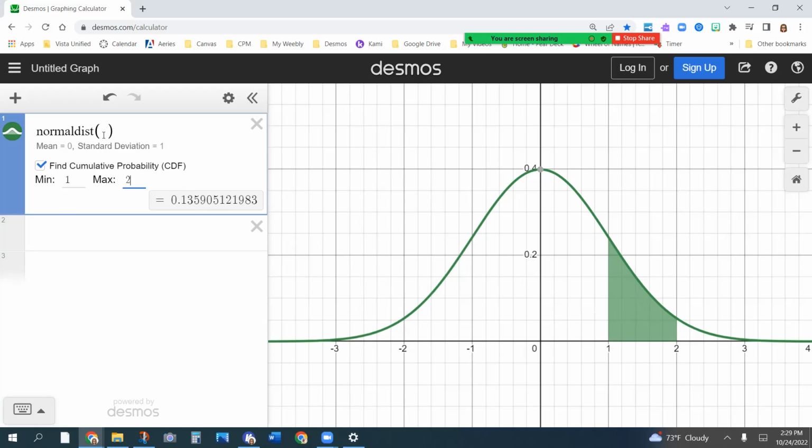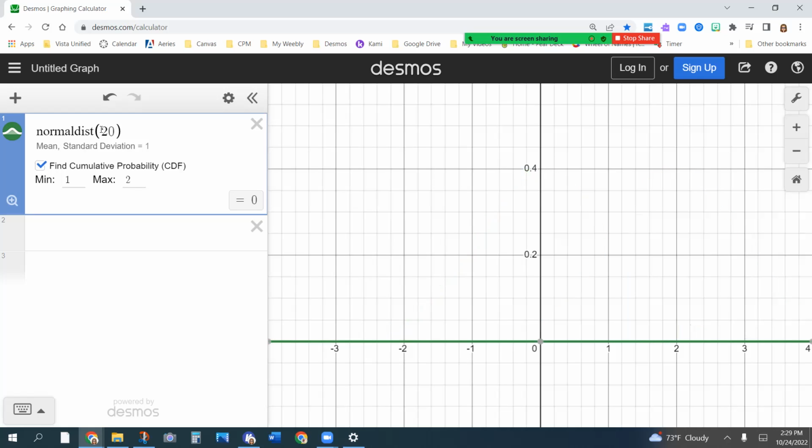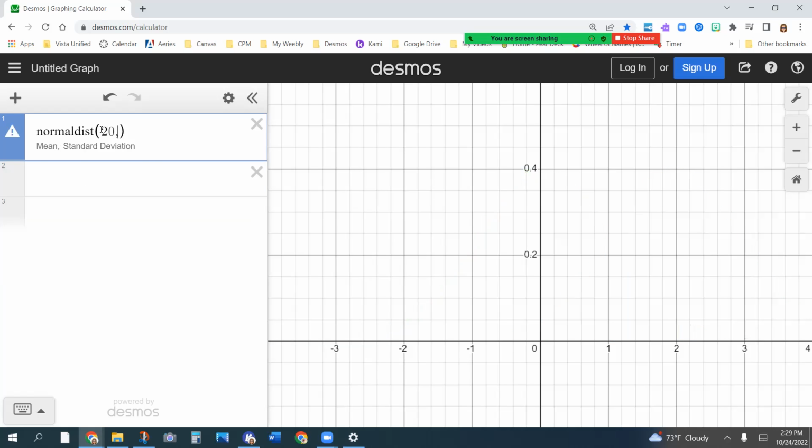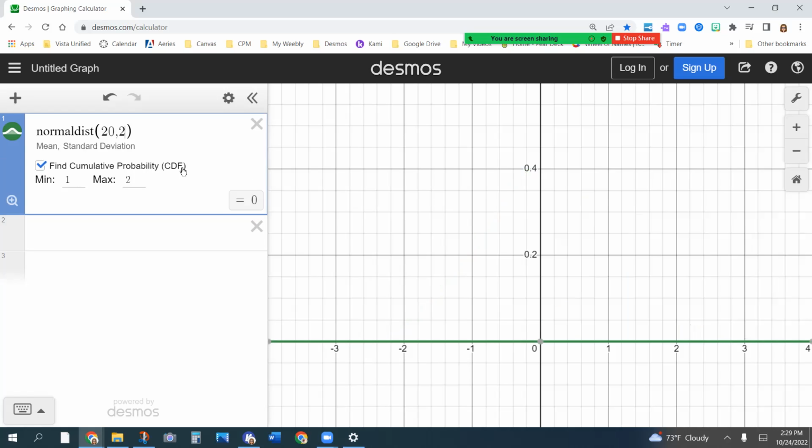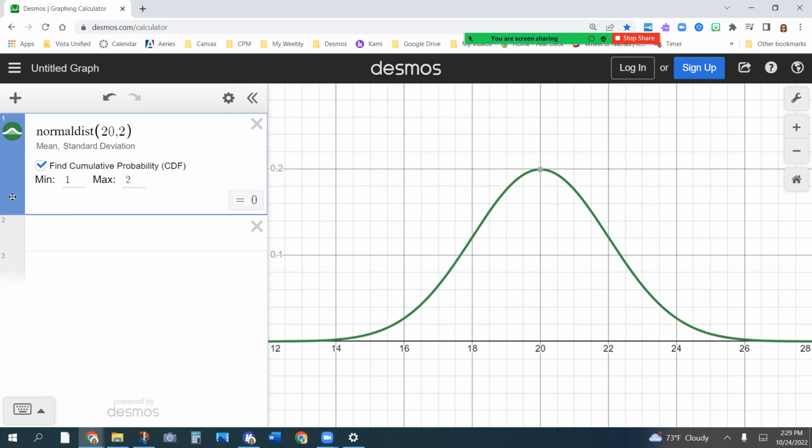If my mean is not 0, I can always put a different number in here. So let's say my mean is 20 and my standard deviation is 2. Okay, and I click this, it's going to show me what that would look like. And then if I wanted to see, well, what's the probability of being from, let's say, 13 to 24, it would show me that from 13 to 24, that's going to be 97.77%.